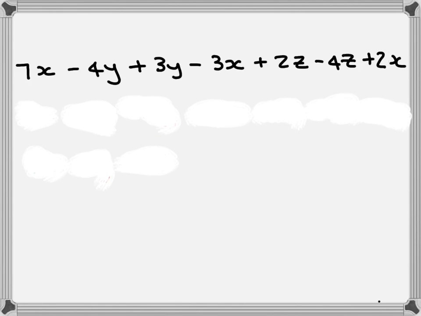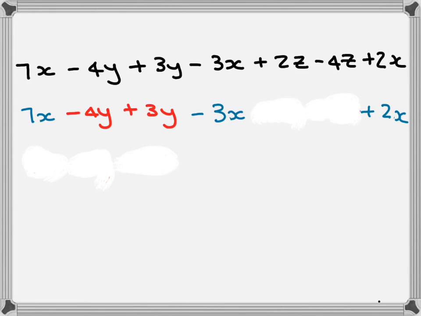Well, here's a little bit more detail. So we're first going to declutter it by looking at like terms in different colors. Let's first look at our x's. 7x, we have minus 3x in the middle, and we have plus 2x at the end. Okay, let's look at our y's. Minus 4y, we have plus 3y and no other y's.